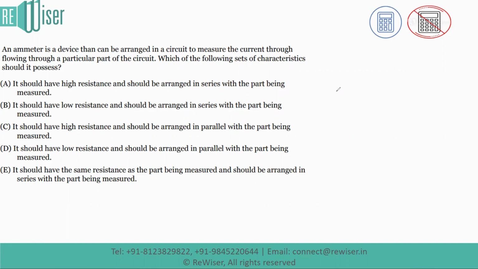So the options are different variations of the same answer. The ammeter should ideally have a high resistance and be in series with the part or the device whose current is measured. Low resistance in series, high resistance in parallel, low resistance in parallel, or it should have the same resistance as the device being measured and should be arranged in series with the part being measured.